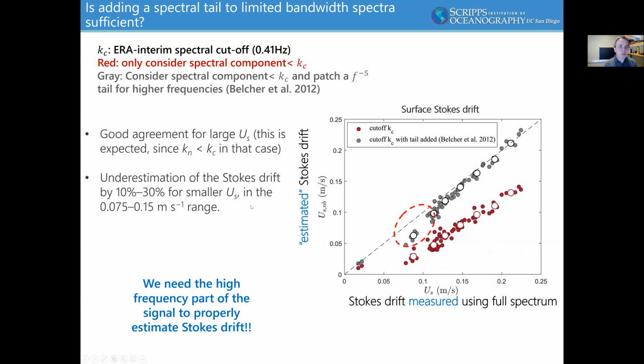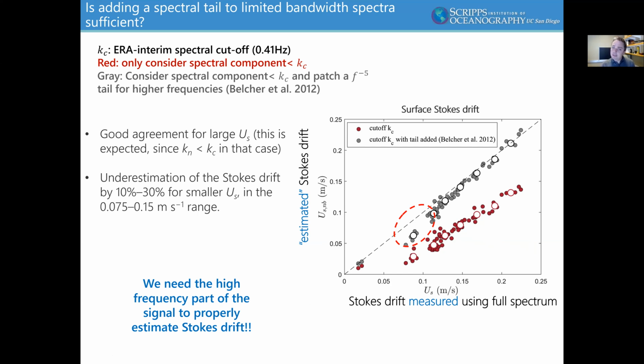Again, I'm taking all my observations, I impose a cutoff frequency, and that's what I'm showing here. The red corresponds to the estimated Stokes drift on one side, and the Stokes drift measured using the full spectrum, so that's the real Stokes drift, if you'd like, on this end. Gray is the Stokes drift using a tail added, and this is similar to the approach from Bouchard.